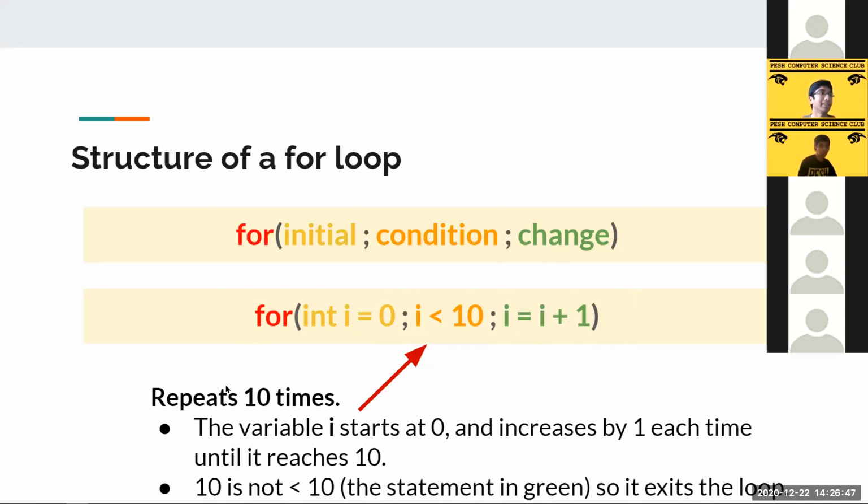So this loop will repeat 10 times because the variable I starts at 0, and it increases by 1 each time until it reaches 10. So I would start at 0, then it would do the statements inside, then increment by 1, so I would be 1, then 2, 3, 4, 5, 6, 7, 8, 9, and as soon as I hit 10, 10 is not less than 10, so the condition would be false and the loop would stop. So this is the for loop.